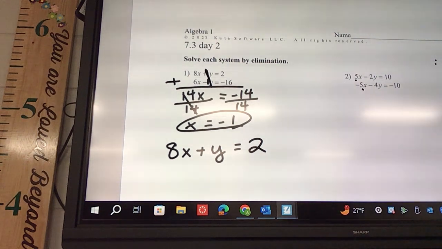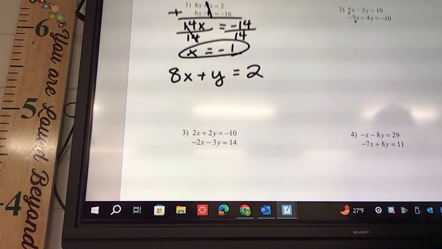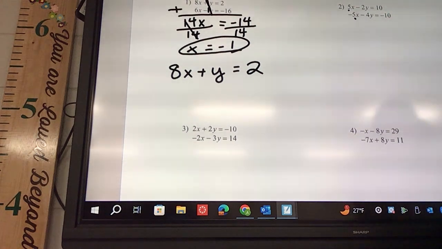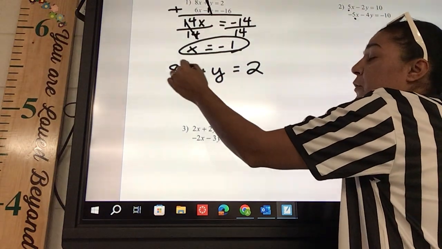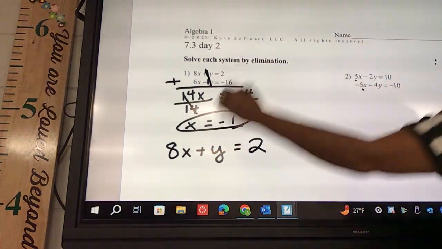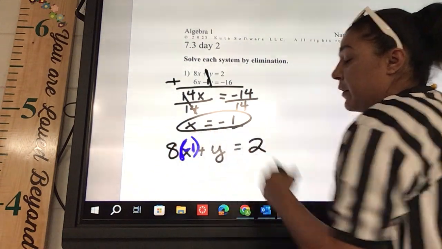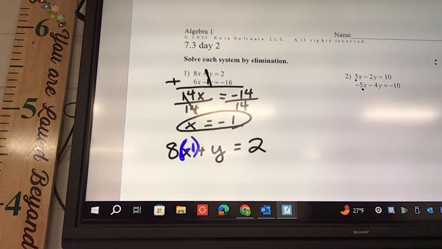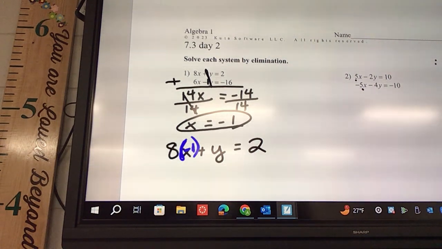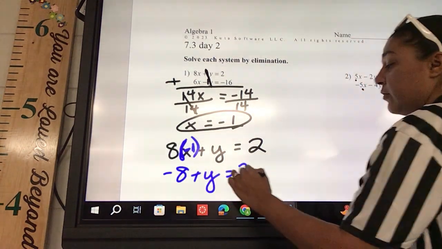But now we know the x. What is the x value? What's my x that I solved for? -1. So wherever the x is at, we're going to put a -1, and you're more than welcome to erase this x or write over it. And I could put a -1, and it does need to go in parentheses. So 8 times -1 is going to be -8 plus y equals 2.